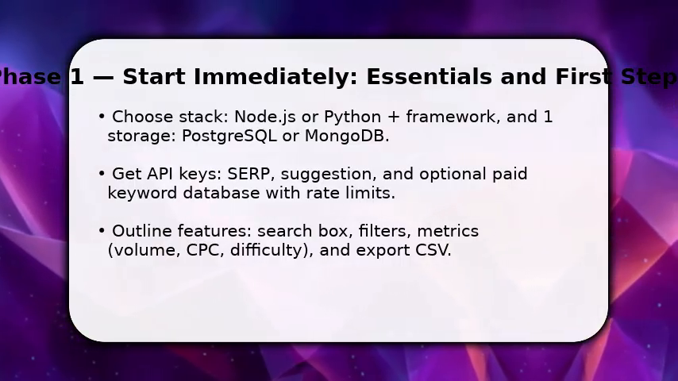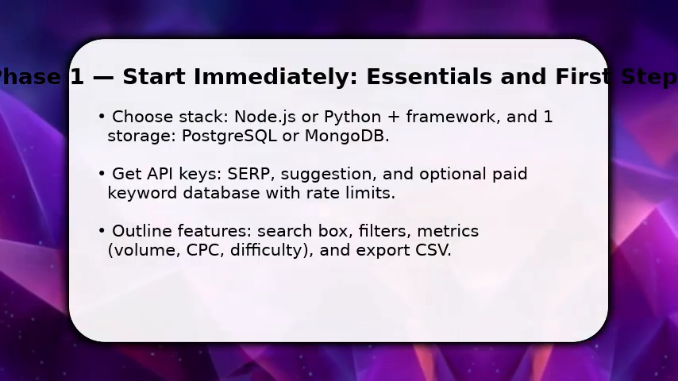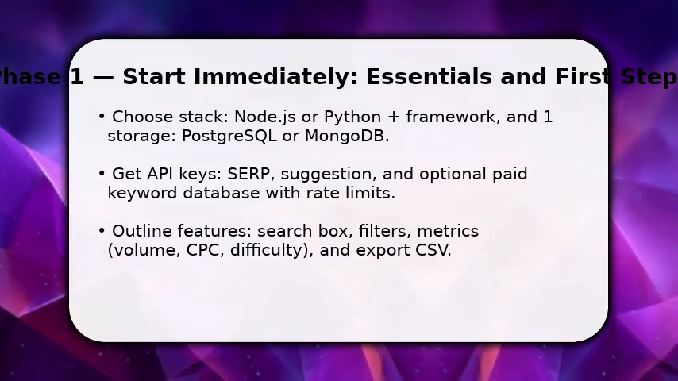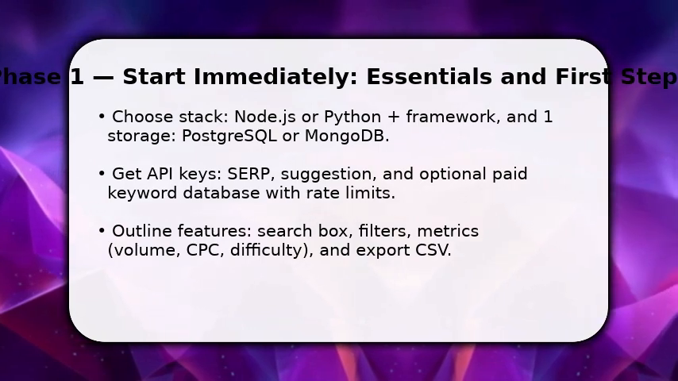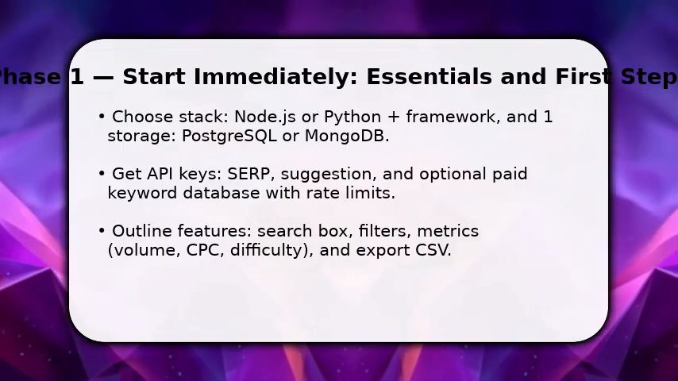Make a simple schema that stores keywords, volume, CPC, and timestamp. Then implement the search API that queries external APIs, persists results, and returns JSON. Make sure to test with 1050 sample queries to validate fields and latency.